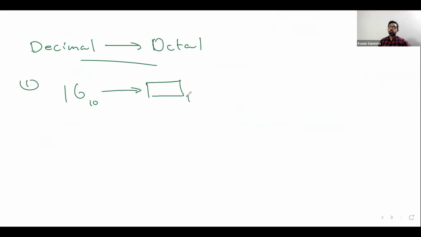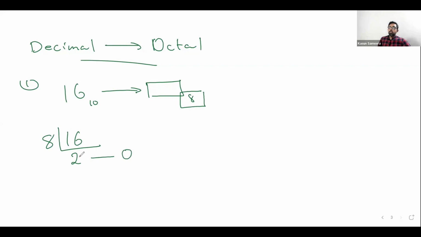How do we do it, children? Yes, we need to divide it by 8. Why divide by 8? Because we are converting it to octal. Earlier we divided by 2 because we were converting into binary. But 8 times 2 is 16. Remains 0.